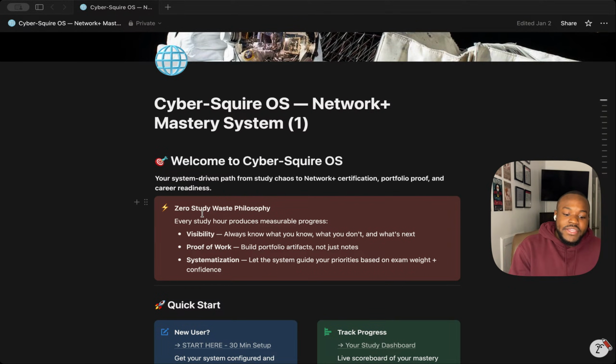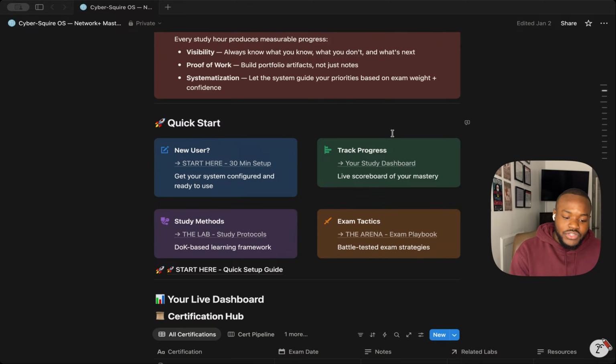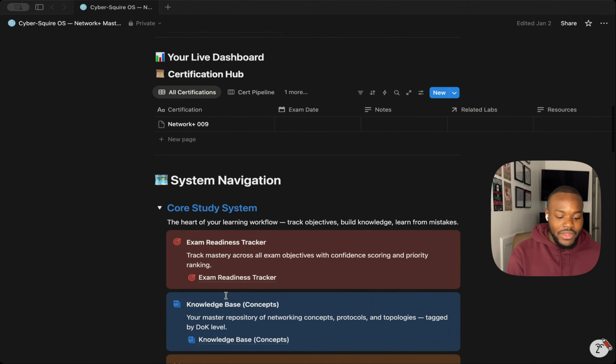We have a zero study waste philosophy, right? Visibility, proof of work, systemization. Jump right into it. We have a new user guide, track progress, and we have study methods and exam tactics, right? Now, this template is for the Network Plus 009. What makes this so different? I'm going to deep dive right into it.